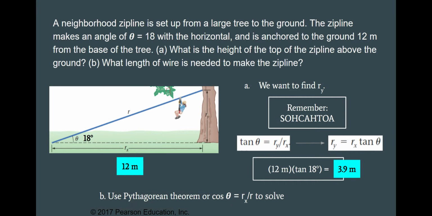So let's do that. For the Pythagorean theorem, remember, that's where we take a squared plus b squared equals c squared, or the x component squared plus the y component squared equals that hypotenuse squared. Or you can use the cosine. It doesn't matter. Whichever you prefer is fine.